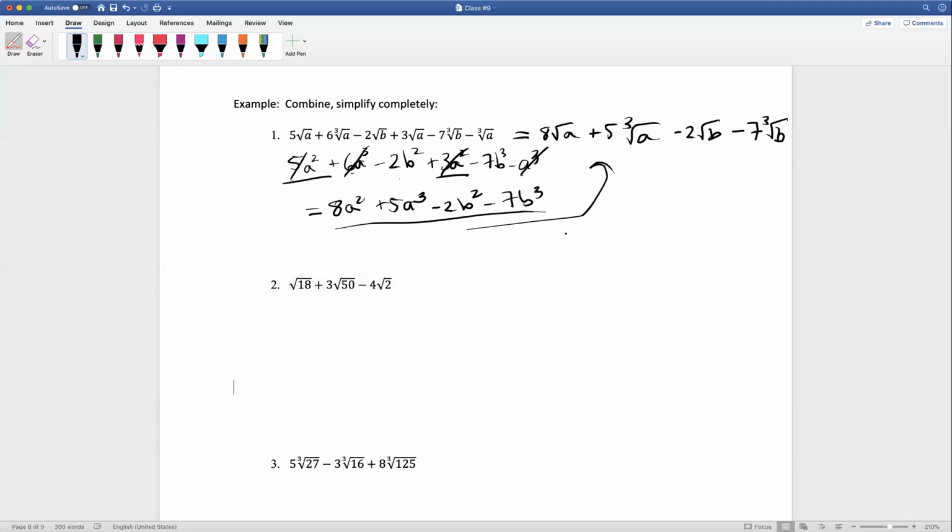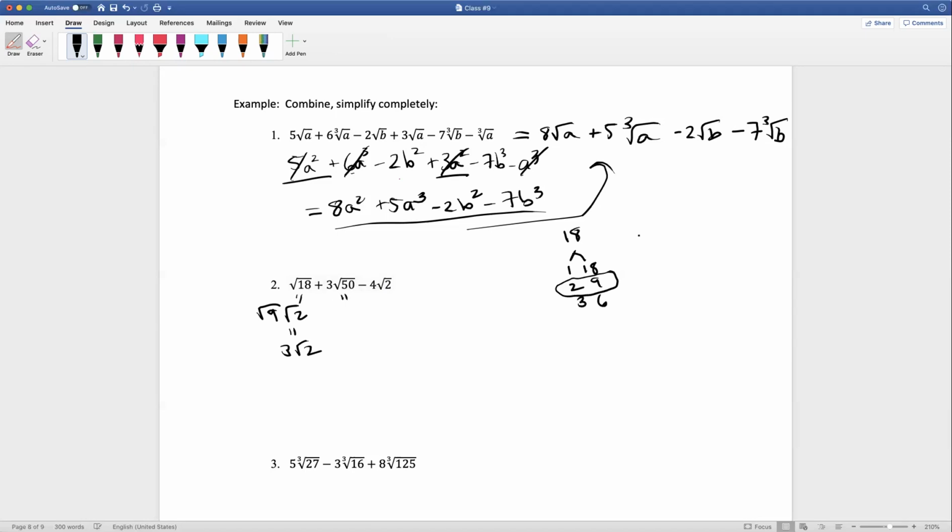So let's take a look at 18, the square root of 18. For 18, we're looking for a perfect square factor of 18. And look, we have one. A perfect square factor of 18 is 9. So I'm going to rewrite the square root of 18 as the square root of 9 times the square root of 2. And that's the same thing as saying 3 times the square root of 2. Okay, well, what comes next?